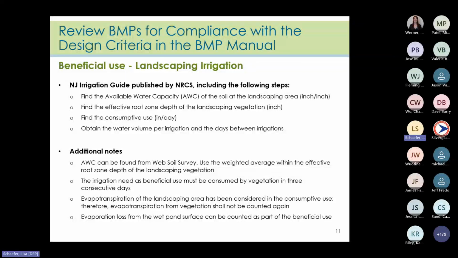All right, so additionally, I want you to realize that the available water capacity can be found from the web soil survey. Use the weighted average within the effective root zone depth of the landscaping vegetation. All right, now, the vegetation must consume or meet the irrigation needs. So they have to equal, and it's for a 3-day period. Also, evapotranspiration of the landscaping areas has already been considered in the consumptive use, so you would not count it again. And lastly, evaporation loss from the wet pond surface can be counted as part of the beneficial use.